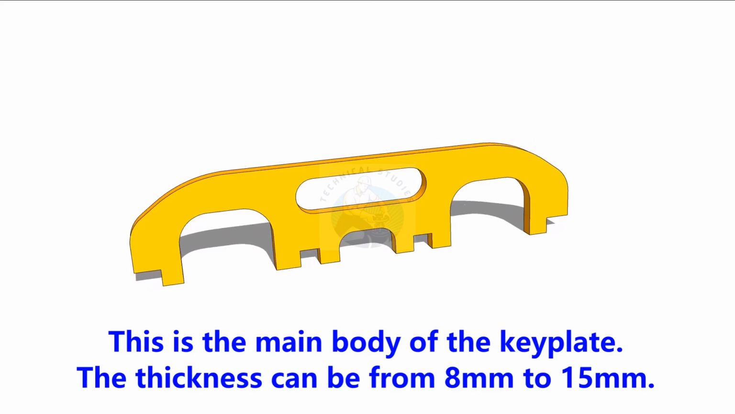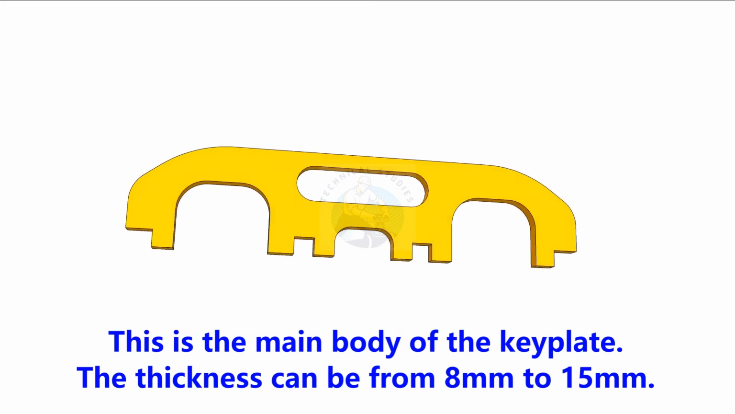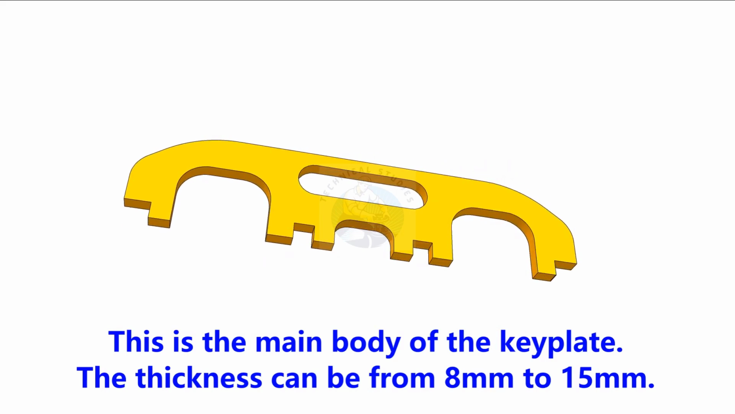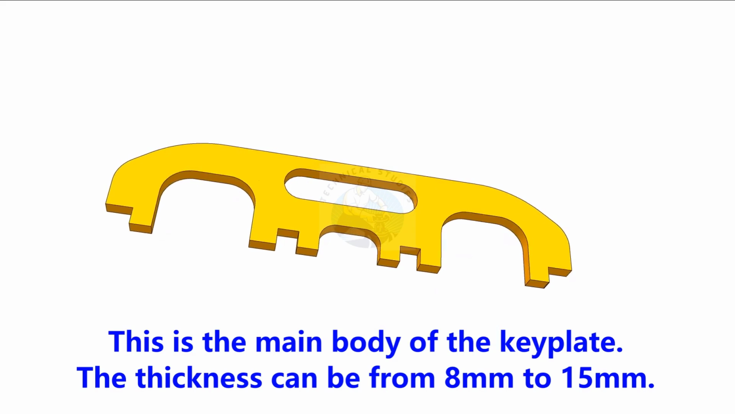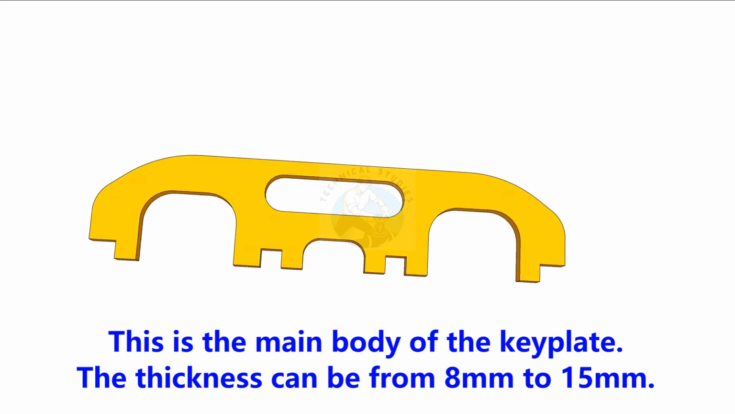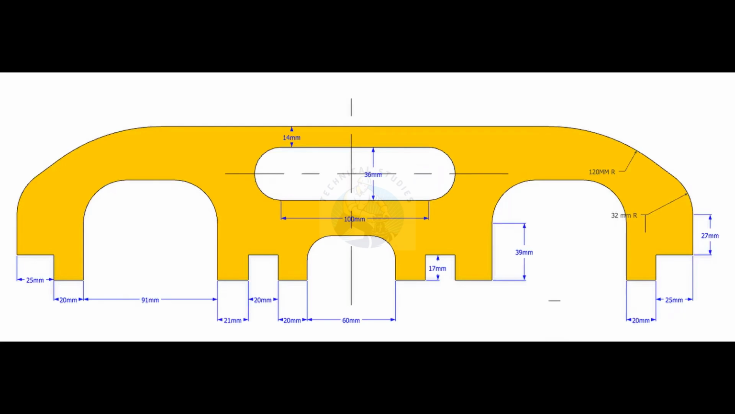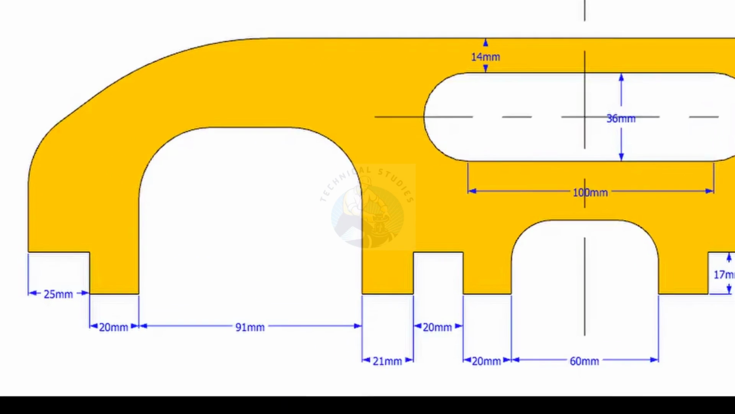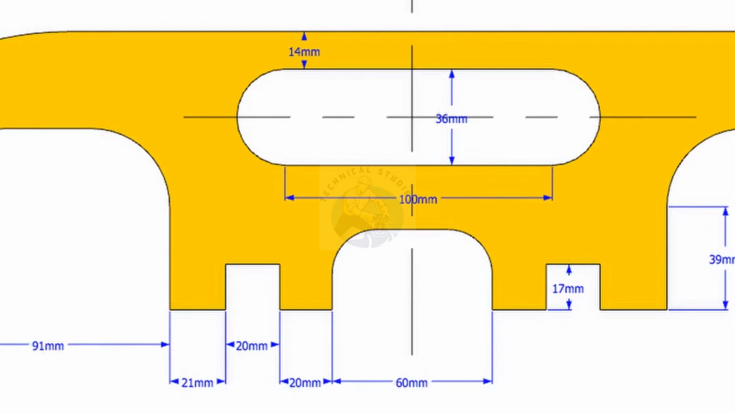This is the main body of the keyplate. The thickness can vary from 8 mm to 15 mm, based on the thickness of the shell plates. The length of the keyplate shall be 500 to 600 mm, and the width shall be 140 to 160 mm.